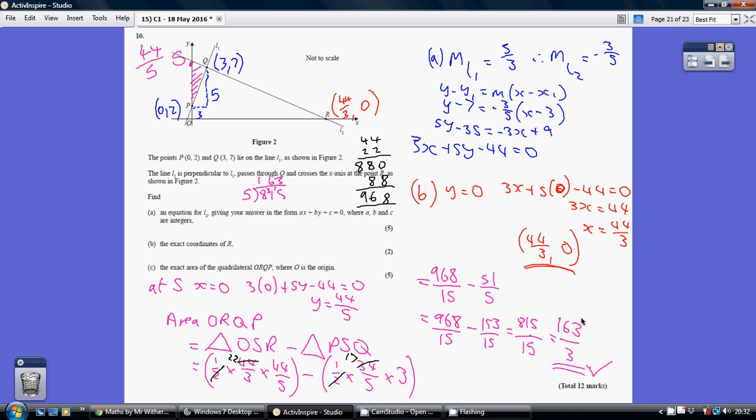One take away the other, we get 815 over 15, which simplifies to 163 over 3.